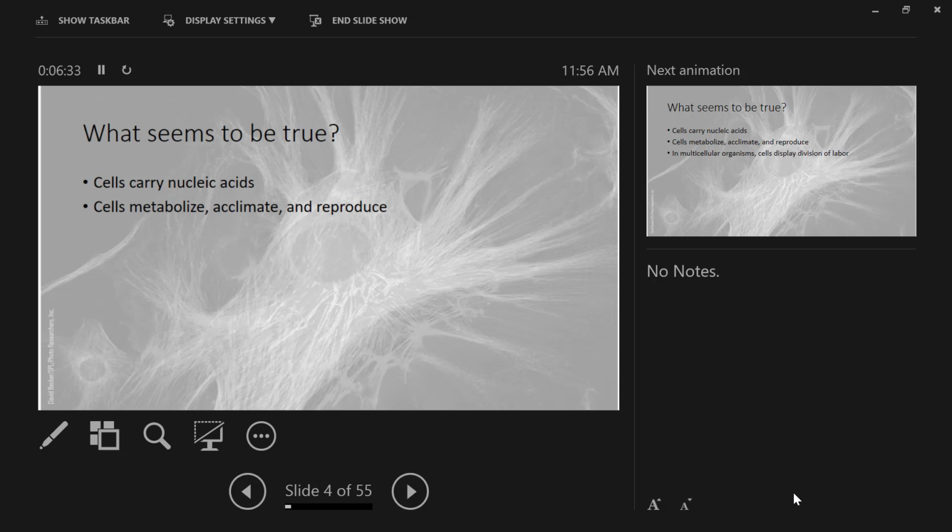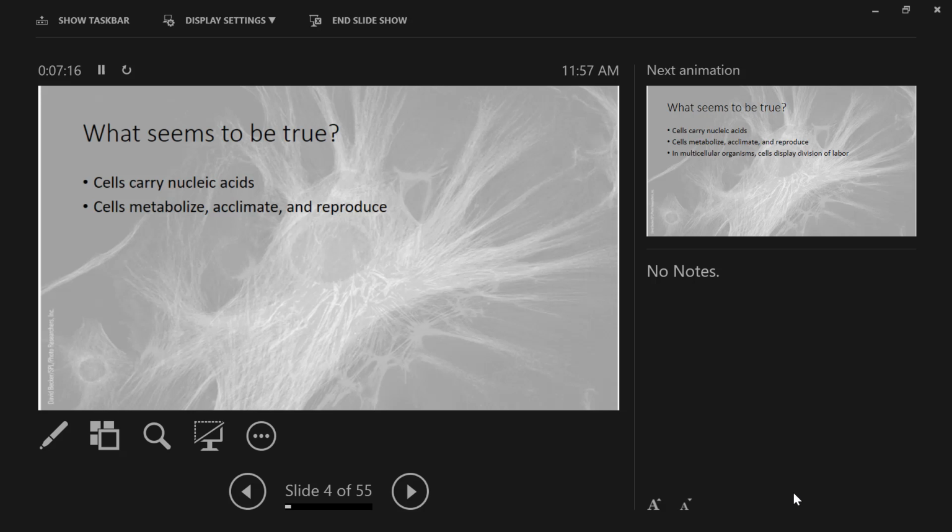Also, cells metabolize, they acclimate, meaning they respond to stimuli. If you heat a cell up, it's going to respond accordingly. If you put a cell into a different type of environment, it's going to respond accordingly. And cells reproduce. So again, living things need to be able to metabolize, that is, they carry out chemical reactions. Living things need to be able to acclimate, respond to stimuli. And living things need to be able to reproduce. If it can't do these three things, it is not a living organism.